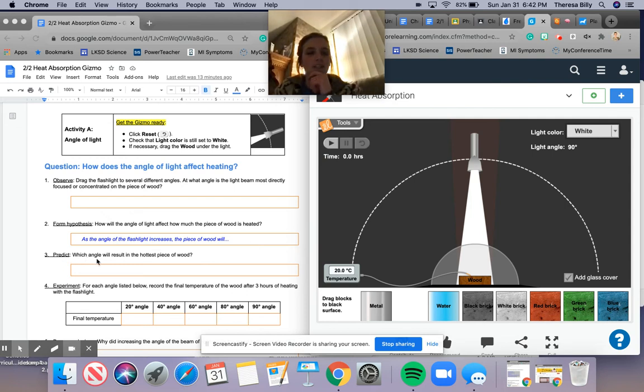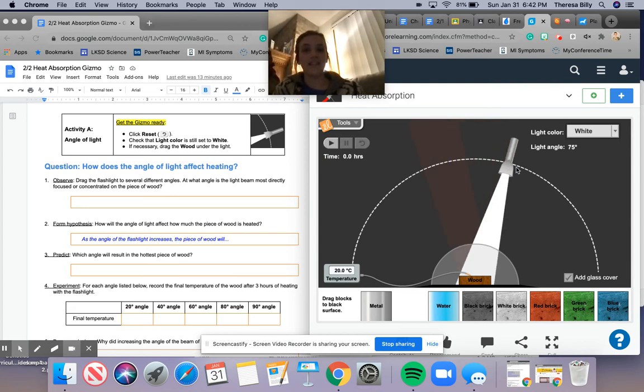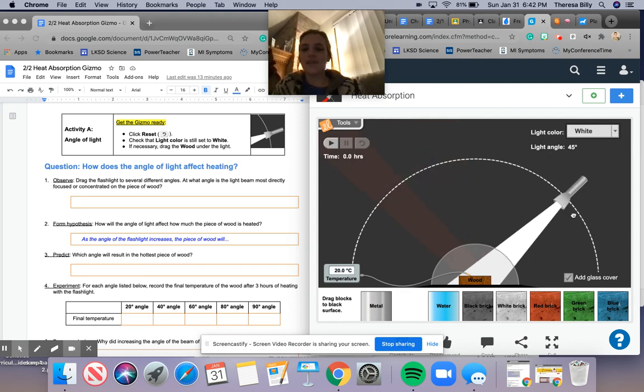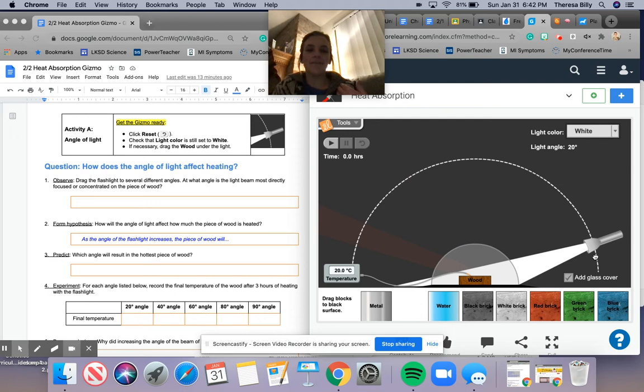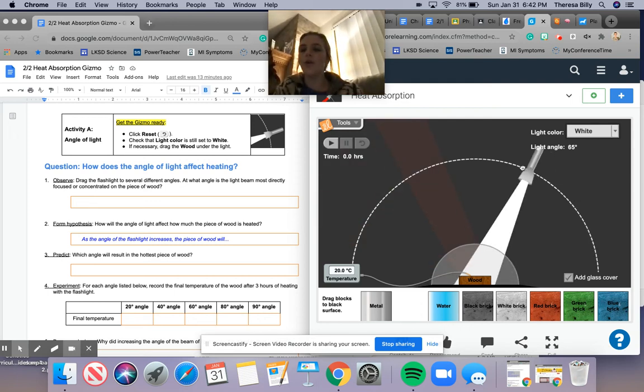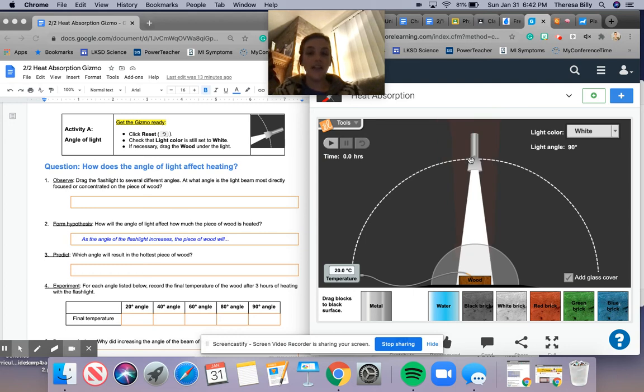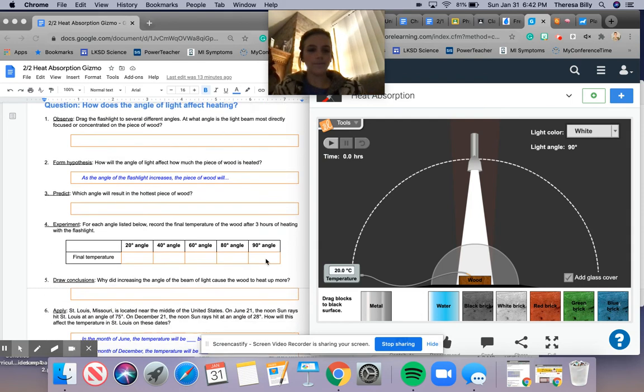Then question number 3 says, which angle will result in the hottest piece of wood? You can be pretty specific here and have an angle in your mind, like I think 75 is going to be the angle, or you could say something in general like smaller angles are going to result in hotter pieces of wood, or larger angles. Either which way, again, it's a prediction, it doesn't have to be exactly correct. Take your best guess.